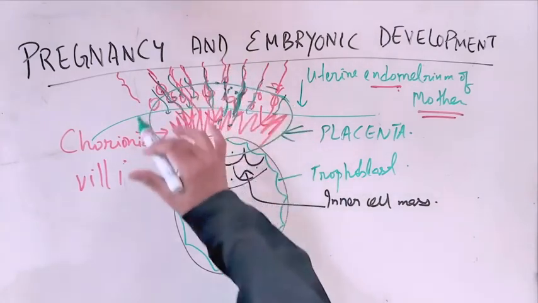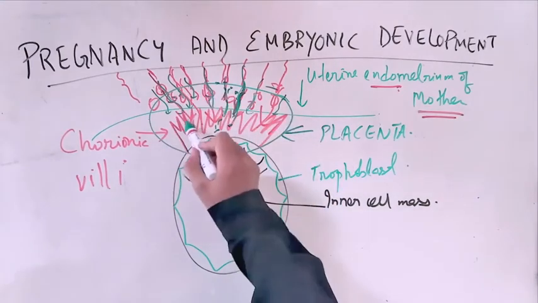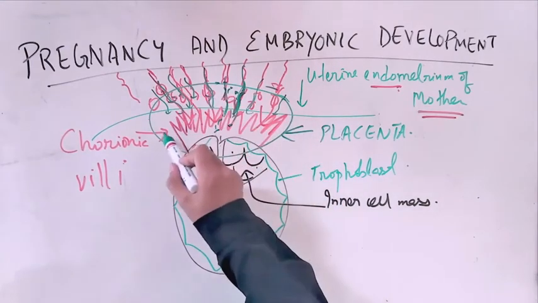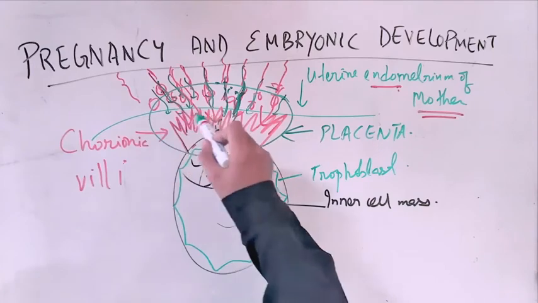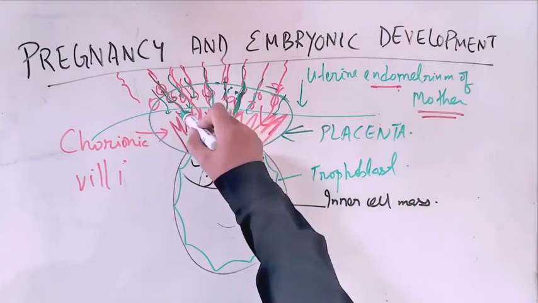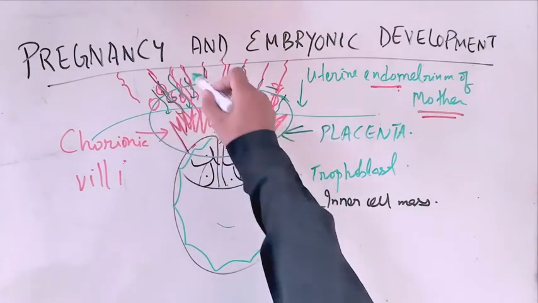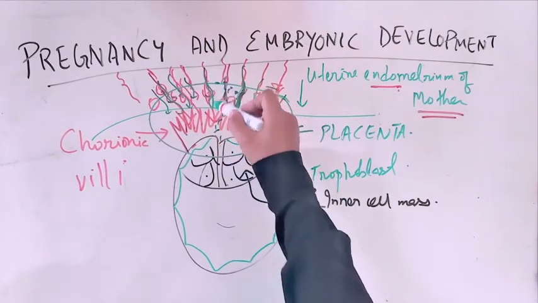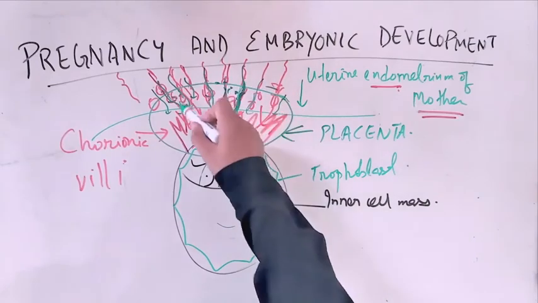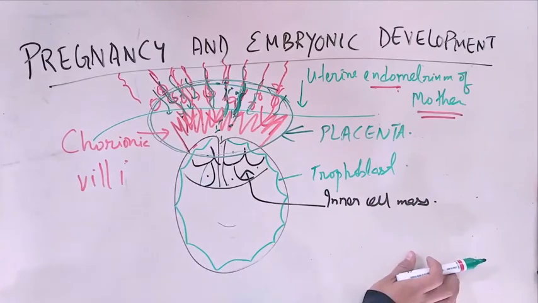So that structural and functional unit is a combination of two: the trophoblast layer, which forms the chorionic villi, finger-like projections. It is embedded in the uterus, the endometrium lining, and then the maternal body's endometrium fuses and forms a structural and functional unit which is known as the placenta.